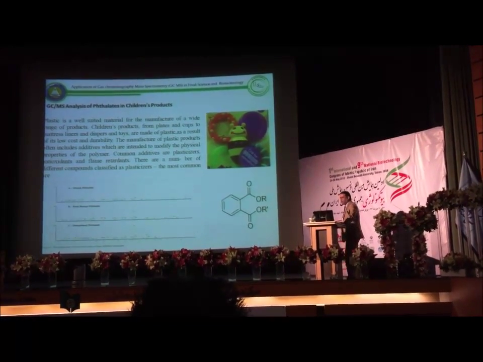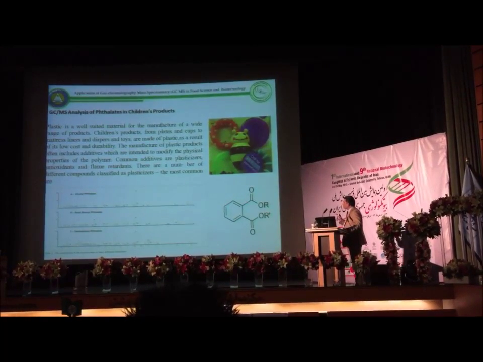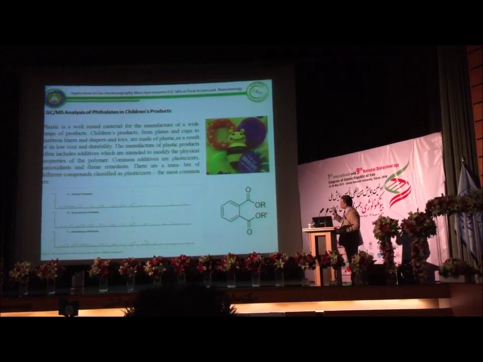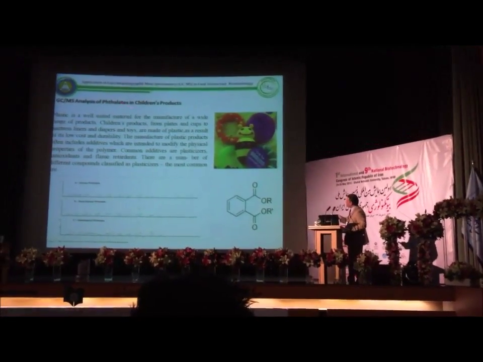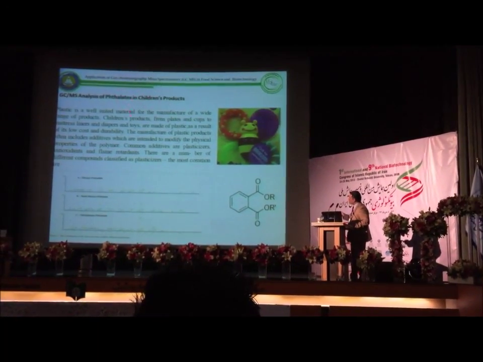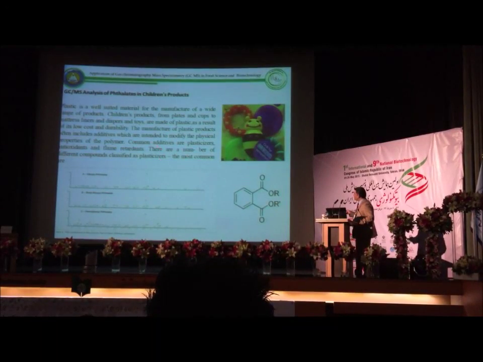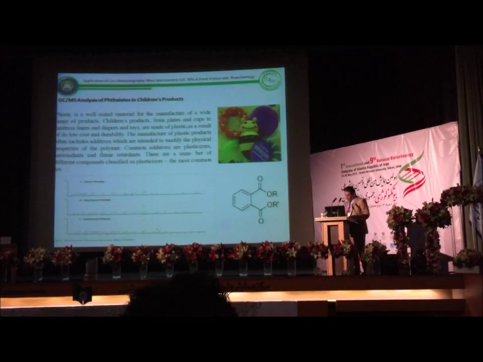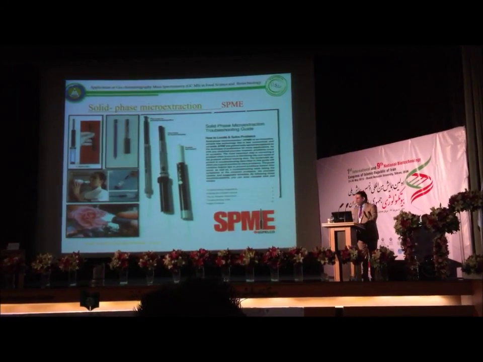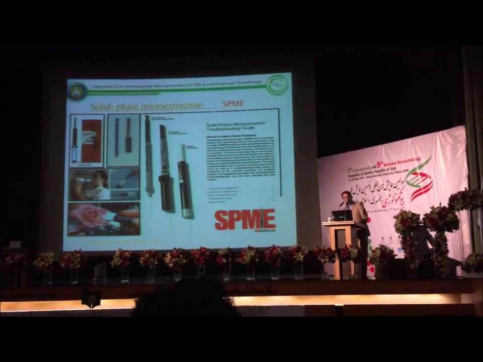There are some plastics used for children. We can detect the metals and phthalates, which are dangerous for babies. For that, we detect these compounds by GC-MS. In GC-MS, there are tools.